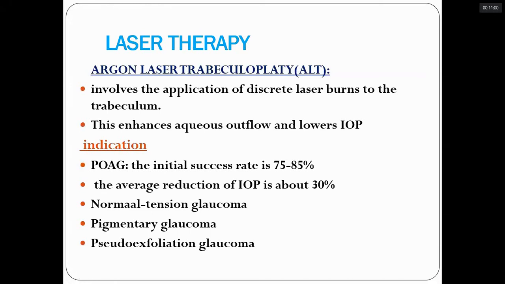So argon laser trabeculoplasty is for open angle glaucoma, and the success rate is very high, 75 to 85%, and the average reduction of the IOP is 30%. It is used in all types of glaucoma: open angle glaucoma, normotensive glaucoma, pigmentary glaucoma, pseudoexfoliative glaucoma. So it acts by enhancing the aqueous outflow and lowers the IOP.